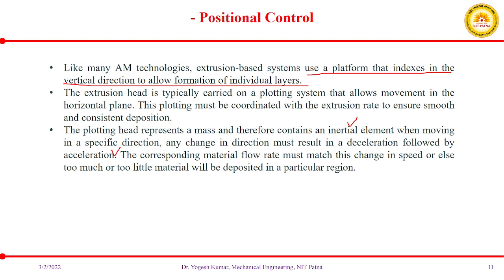The corresponding material flow rate must match the change in speed, or else too much or too little material will be deposited in a particular region. Suppose it is too little, then there will be a shortage of material and your part may get distorted. Or if it is too high, then the extra material may get printed at these areas, and again your part will be distorted.